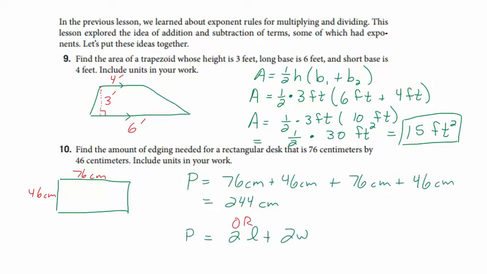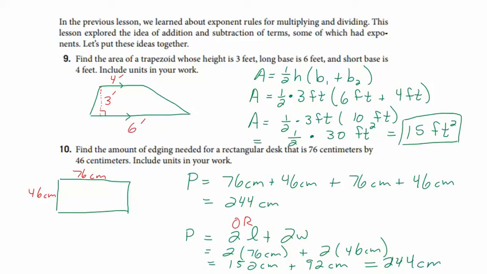All right, take a look. So one way you could do it is just add up all the sides separately, and they're all the same unit. So we could just add them all together. They're like terms. Some of you might know the formula 2 lengths plus 2 widths. 2 times the length plus 2 times the width. You could have done it this way also. So you could do 2 times 76 centimeters plus 2 times 46 centimeters. And then you would just do 2 times 76 is 152 centimeters. Plus 2 times 46 is 92 centimeters. And then if I add those together, because they're like terms, I would get 244 centimeters.